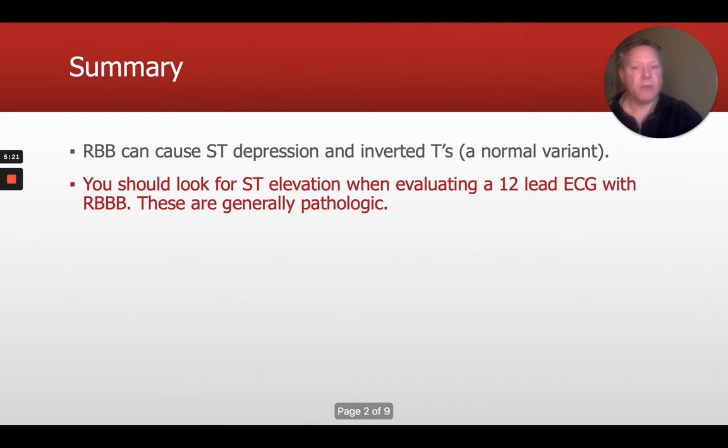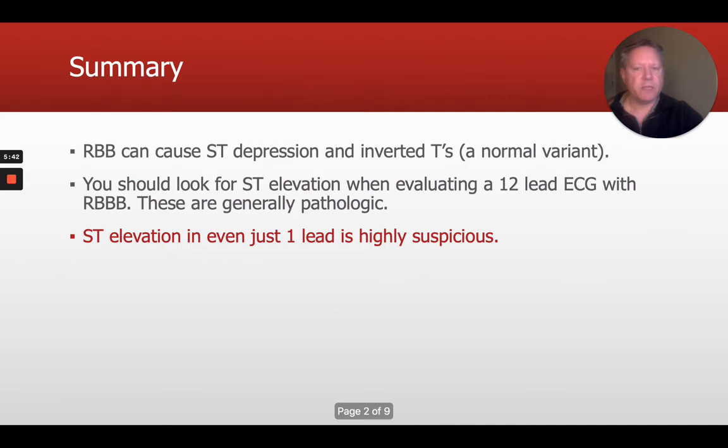You should be looking for ST elevation when evaluating a 12-lead ECG with right bundle branch block, because that is generally pathologic. It's very, very, very uncommon to see a right bundle branch block with ST elevation that is not pathologic. In our sense, we would say probably from STEMI. ST elevation in even just one lead is highly suspicious.